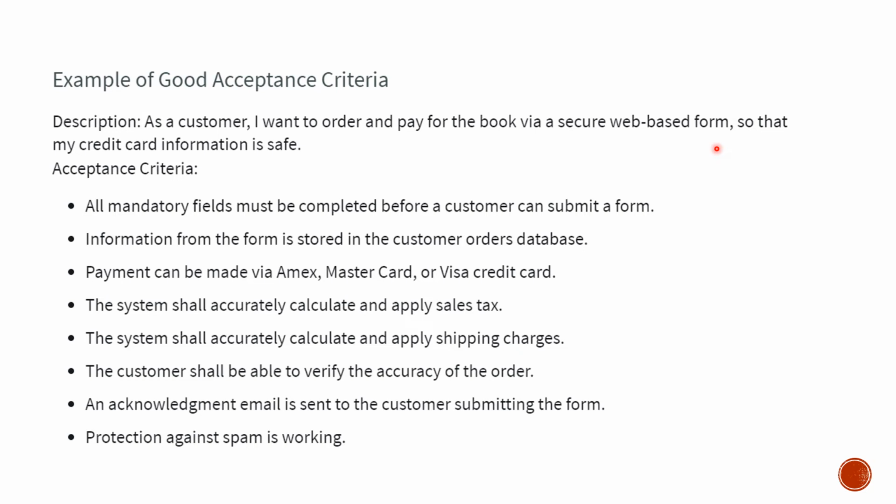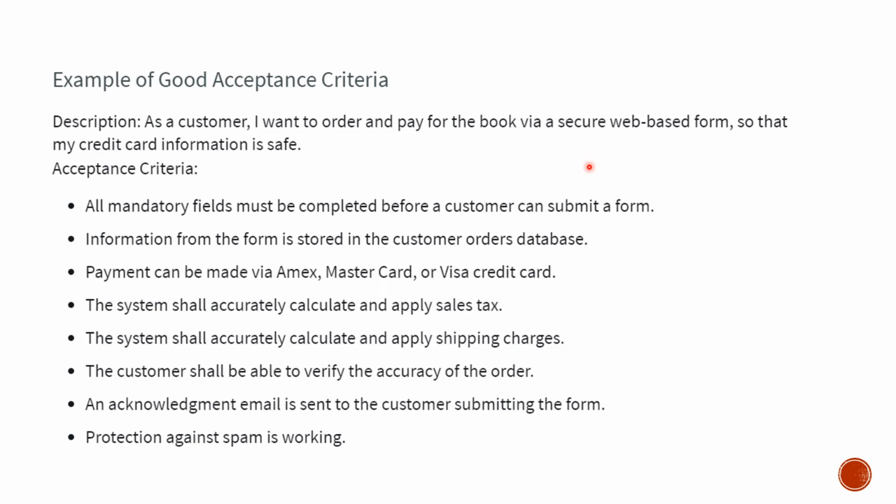Let's look at an example of good acceptance criteria. As a customer, I want to order and pay for a book via a secured web-based platform so that my credit card information is safe. So you are ordering a book on Amazon, and want to capture the credit card information. So what it's asking is, I should be able to pay for it in a secured way.